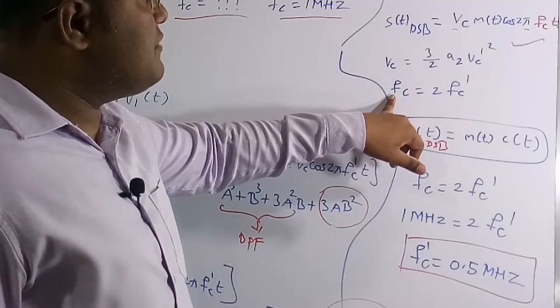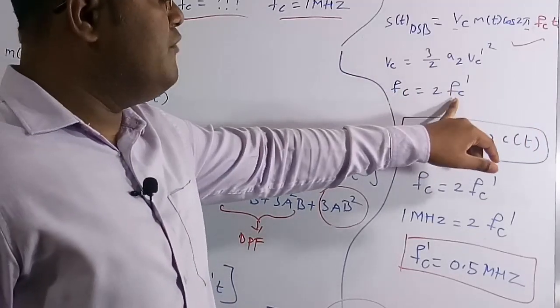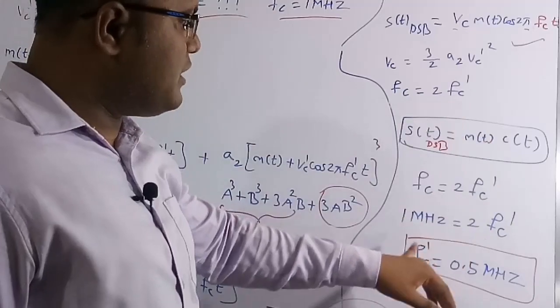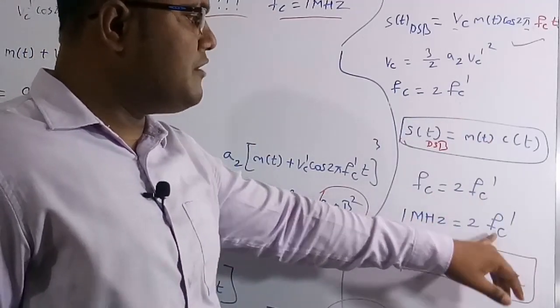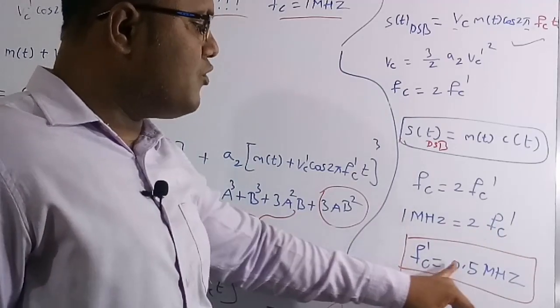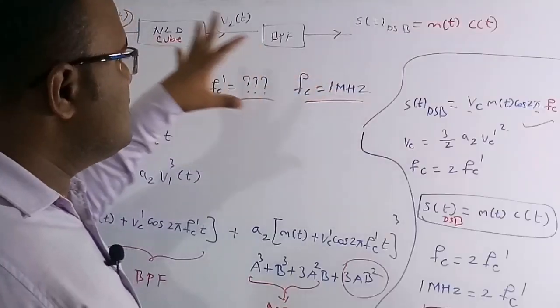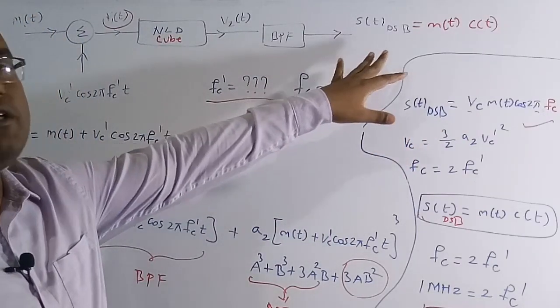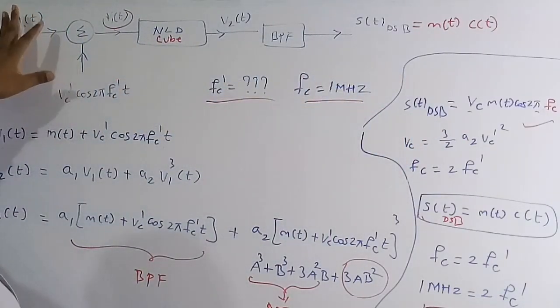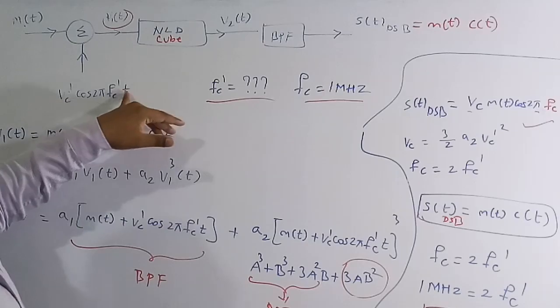In the question they have given Fc is equal to 1 megahertz. We need to find what is Fc'. So therefore Fc is equal to 2Fc', as Fc is equal to 1 megahertz. So therefore Fc' is equal to 0.5 megahertz. So this nonlinear device is going to produce the s(t) DSB from these two input signals m(t) and Vc' cos 2πFc't.